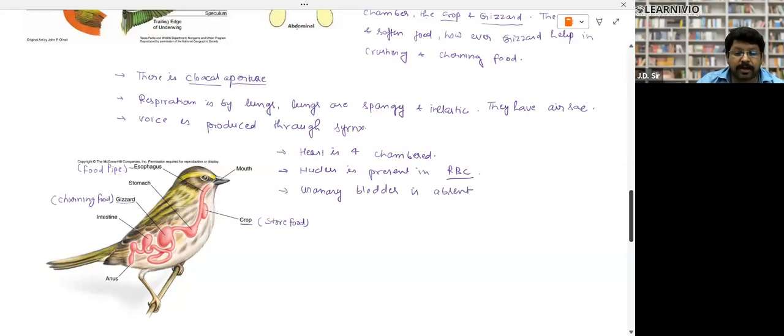It is found only in one bird, except an American bird, the rhea. It is like an ostrich. This is the South American ostrich, right? So that has the urinary bladder. The rest do not have a urinary bladder.